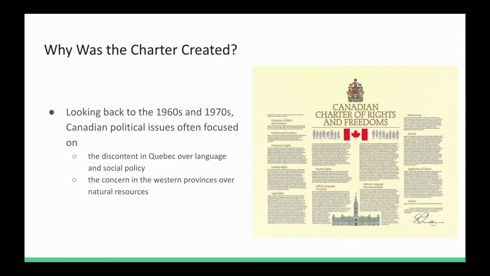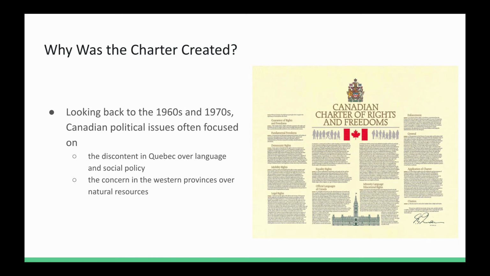Why, oh why, was the Charter created? Well, to figure out why the Charter was created, we actually need to go back in time. We're going to get into that time machine. Bloop! We're going to go back to the 1960s and the 1970s, where we had some major political issues taking place here in Canada. On the East Coast, we had Quebec. They were discontent. They had issues with language and social policies.